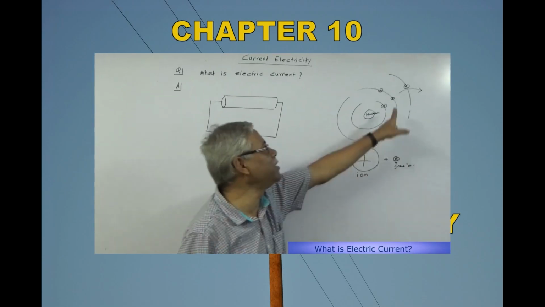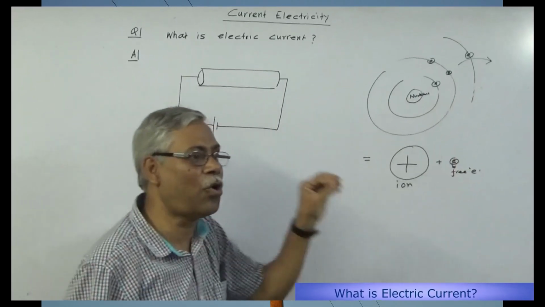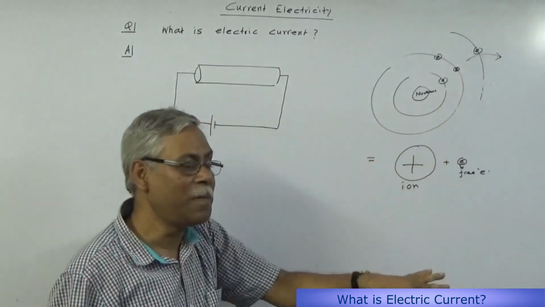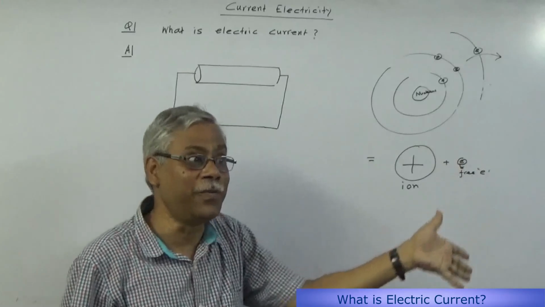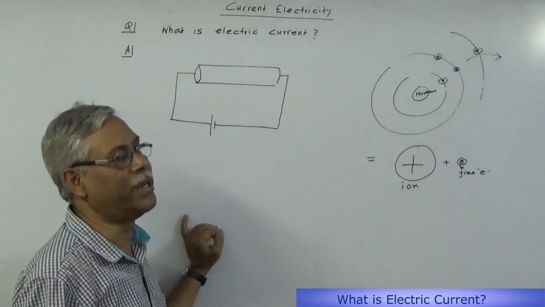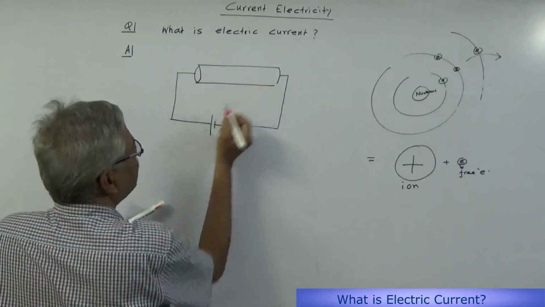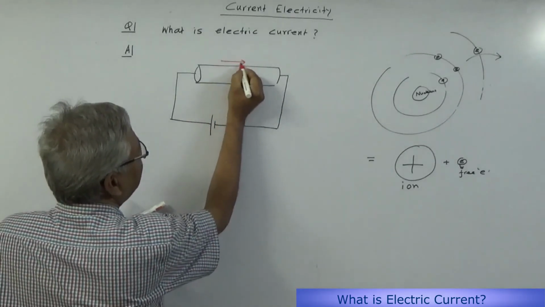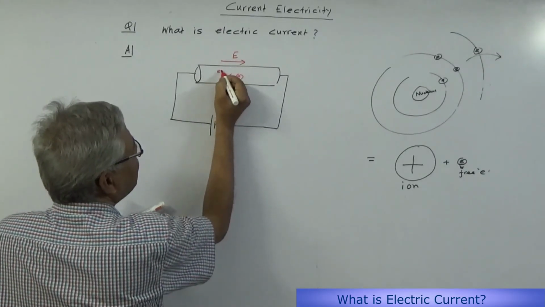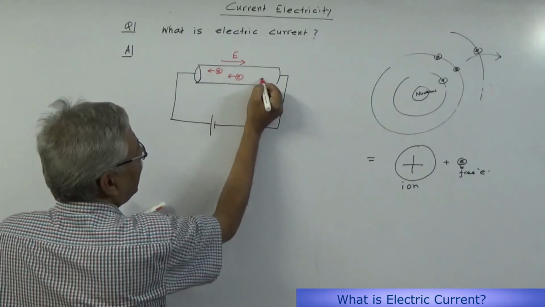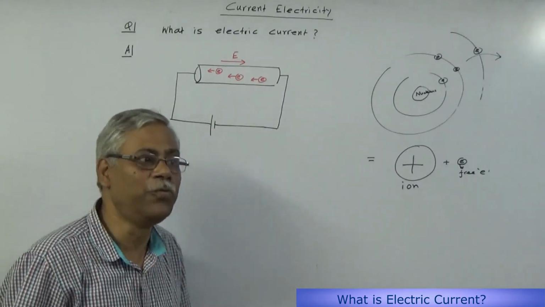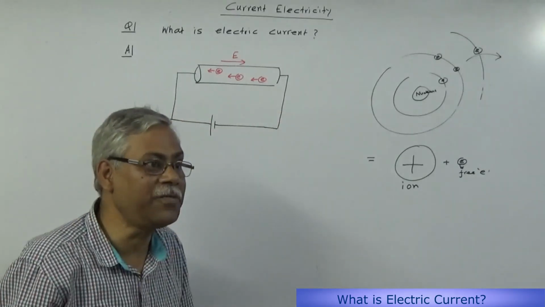I have already told you that these electrons are almost free. So a small electric field will liberate these electrons, they will come out, they will become absolutely free now, and they will move opposite to the direction of electric field. This is the direction of electric field. Electrons are moving in this direction. They have become free and they are moving opposite to the direction of electric field.